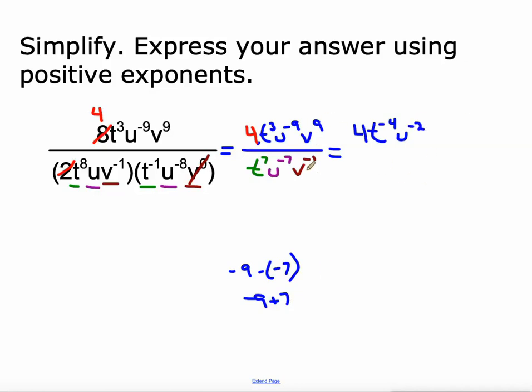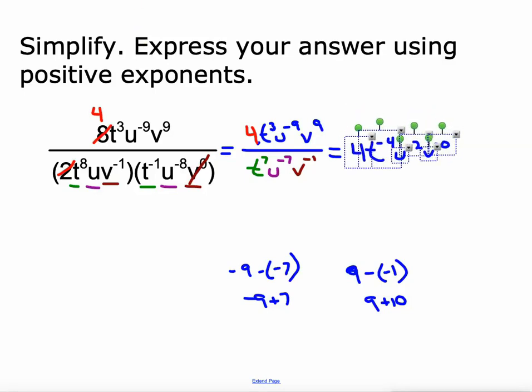And then v to the 9th divided by v to the negative 1st. That's going to be like 9 minus negative 1, which is like 9 plus 1. So that's v to the 10th. But we're not allowed to use negative exponents. So let's clean this up. We can do that in a couple steps.